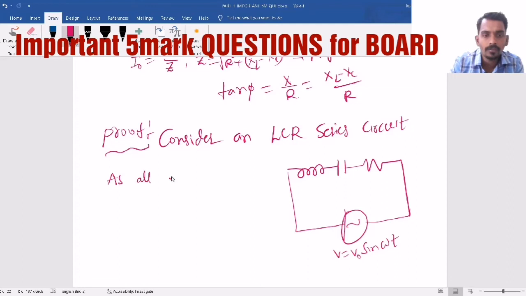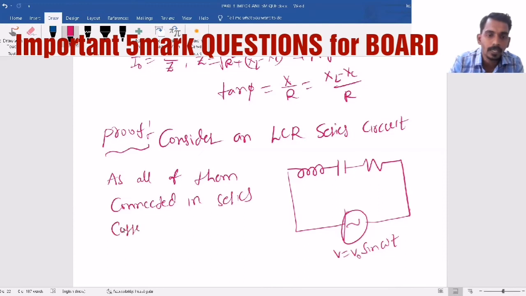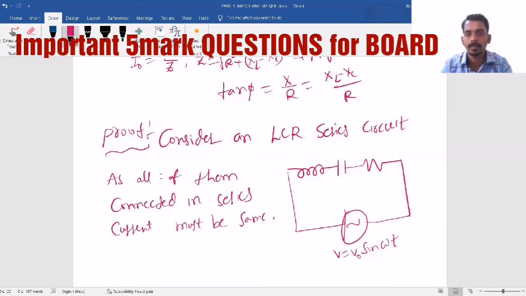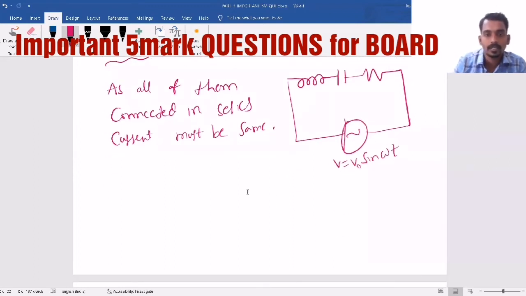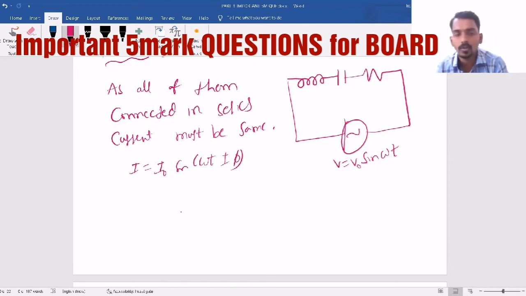As all of them are connected in series, current must be the same. Current must be the same through each of them because it is a series circuit. Now that current, let's take I equal to I naught sin(omega t plus or minus phi), where we don't know what I naught is, what phi is.